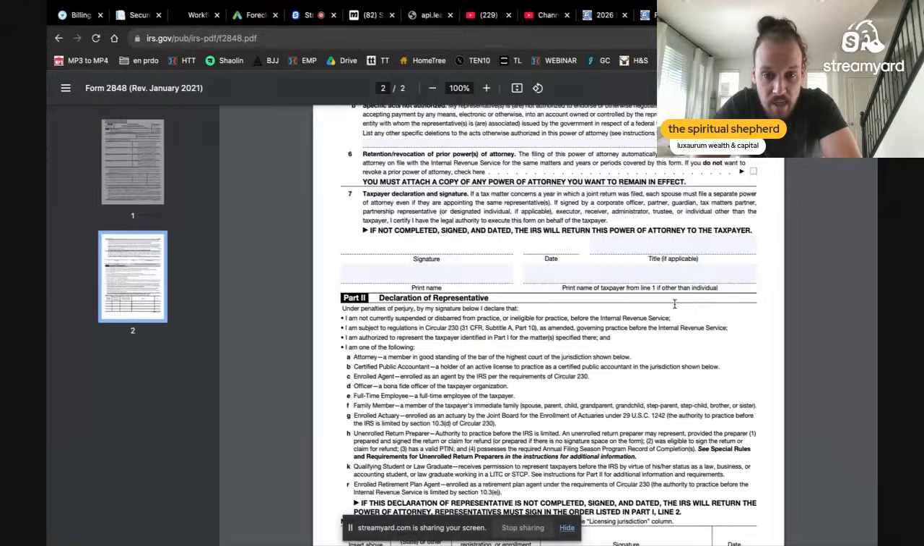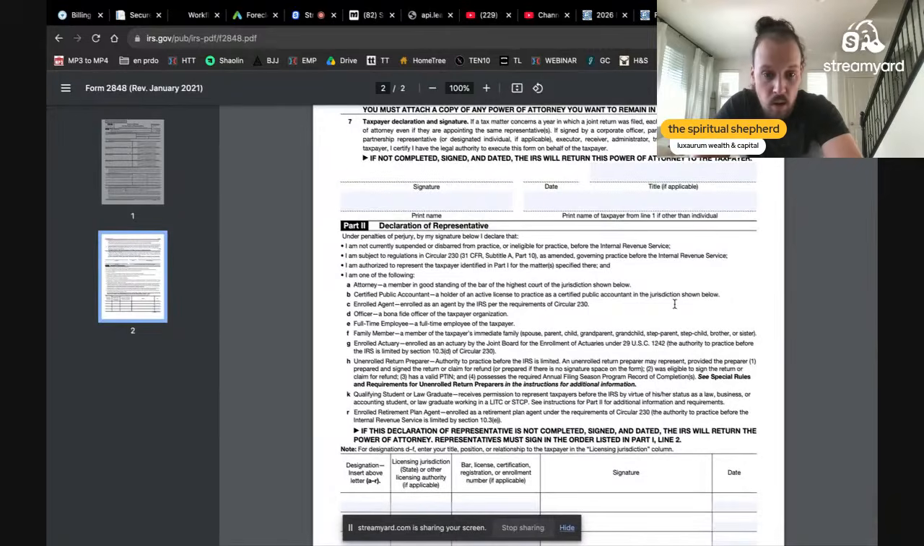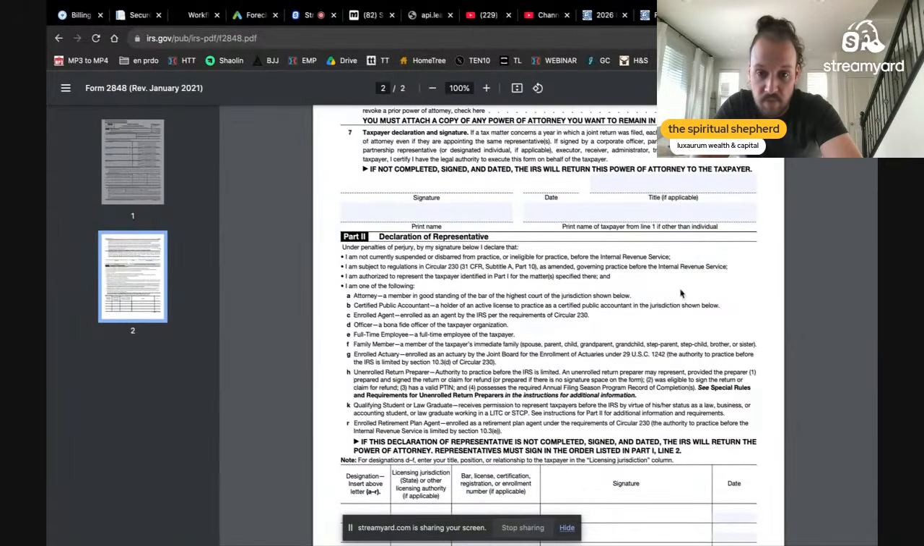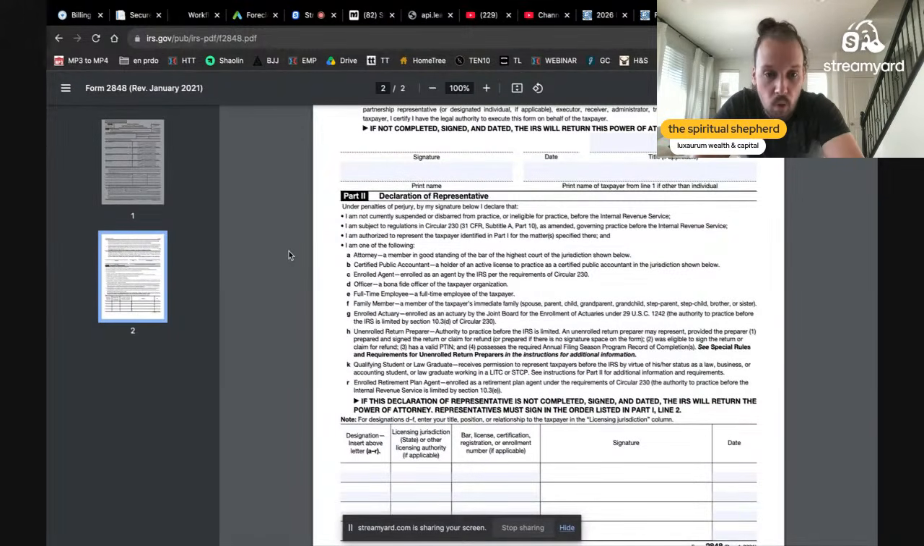Attorney, a member in good standing of the bar of the highest court of the jurisdiction shown below. A certified public accountant, an enrolled agent, an officer, a full-time employee of the taxpayer, a family member, a member of the taxpayer's immediate family, an enrolled actuary, an unenrolled return preparer, a qualifying student or law graduate, or an enrolled retirement plan agent. So these are all different selections of declaration of representative. Which one would you be? There are multiple different things.